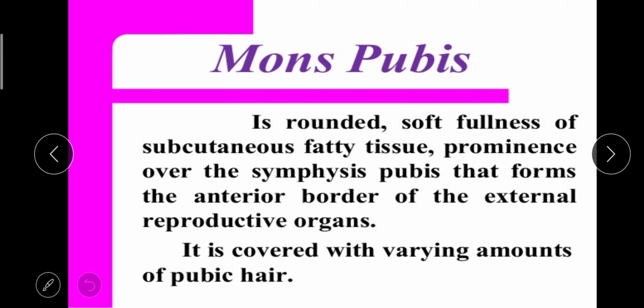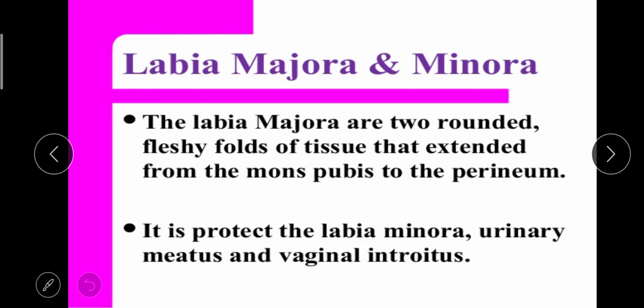So what is mons pubis? It is a rounded, soft fullness of subcutaneous fatty tissue and prominence over the symphysis pubis that forms the anterior border of the external reproductive organs, and it is covered with a varying amount of pubic hair. So this is about mons pubis.